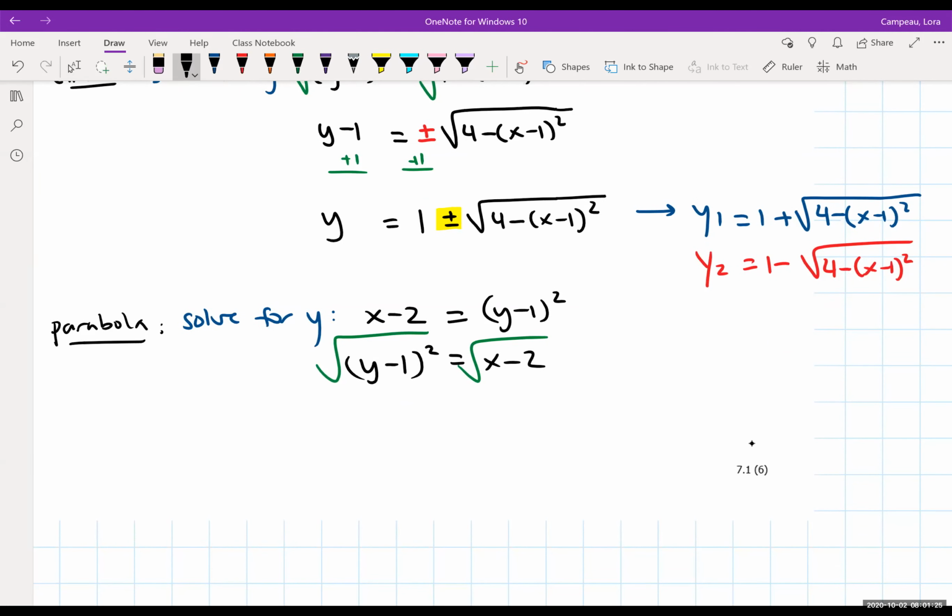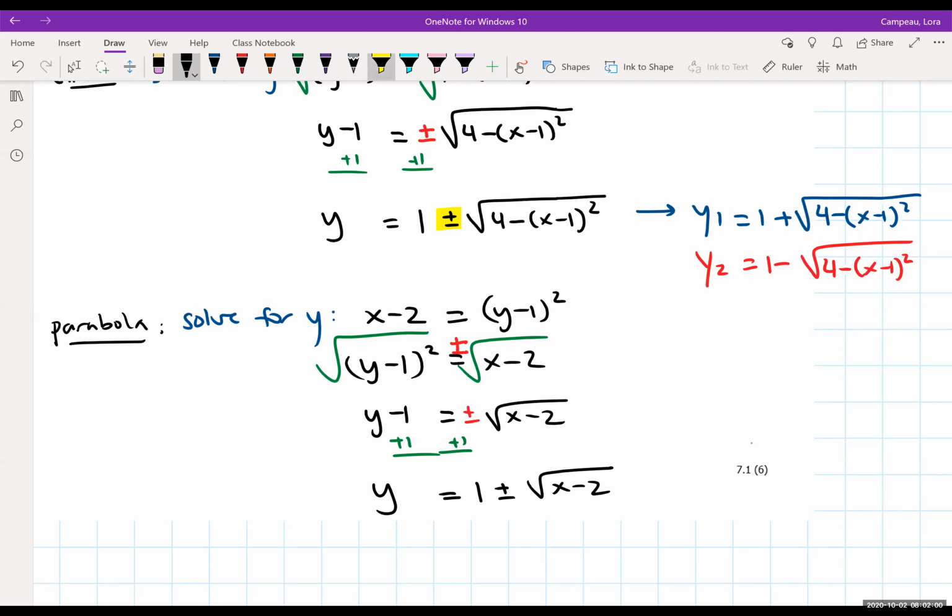That will leave us with y minus 1 on the left-hand side, not forgetting the plus or minus case of the square root of x minus 2. Very last step to solve for y, we're going to add 1 again. Add 1 to both sides, keeping in mind it's not connected to the radical. So finally we have y equals 1 plus or minus the square root of x minus 2. So that's a little nicer, I guess.